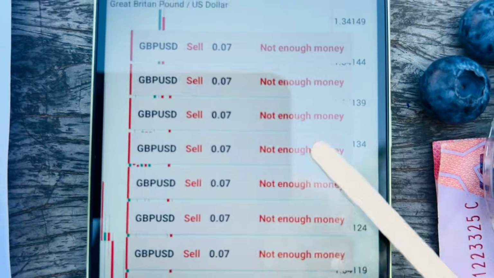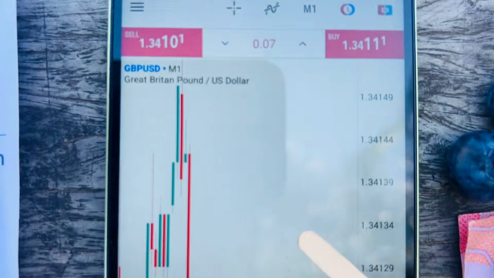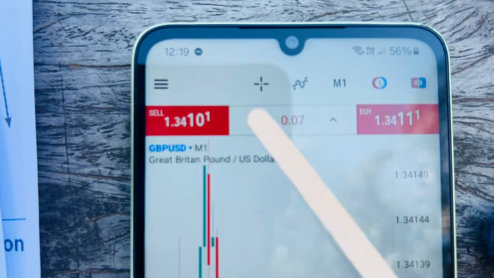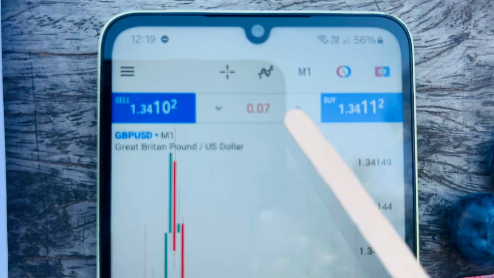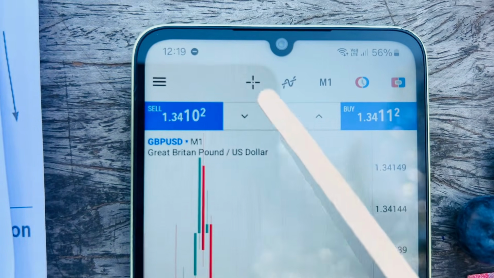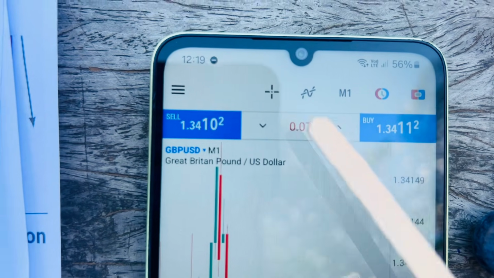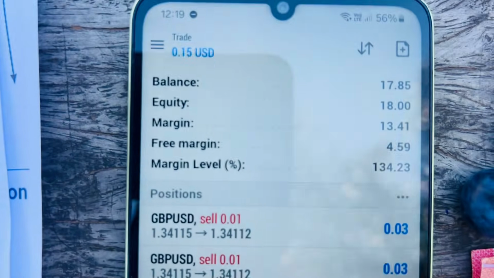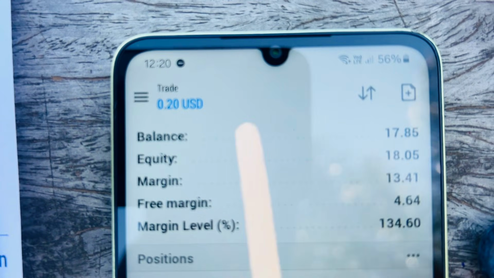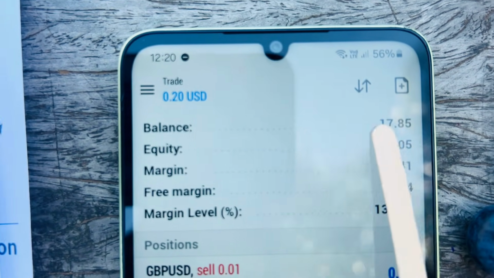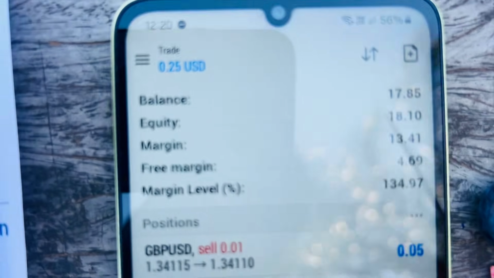This error here: not enough money. It's an error based on that we are trying to open a sell position or buy position, and you have added more lot size, right? You have added more lot size, and when you go to section trade, you have less money on balance. So let me show you how to really fix it.